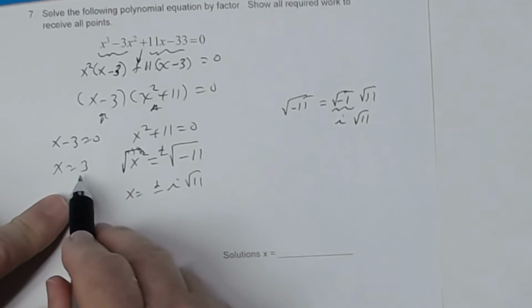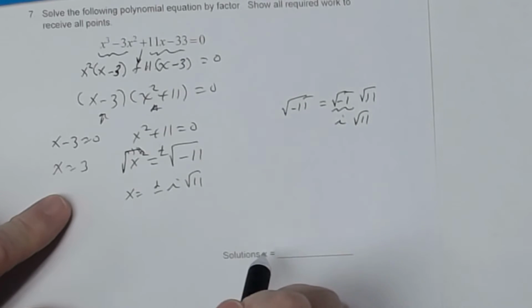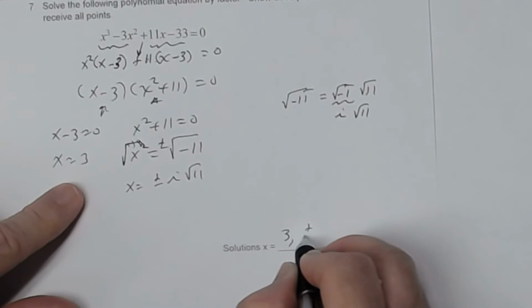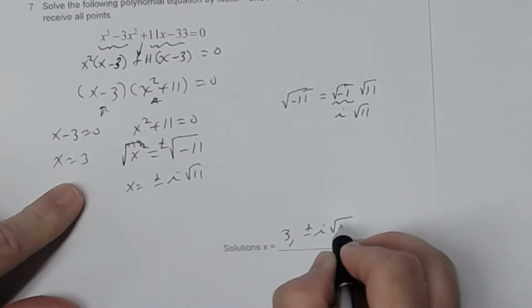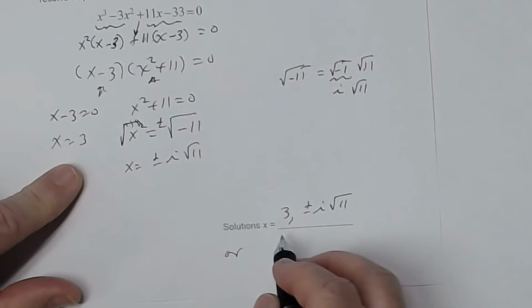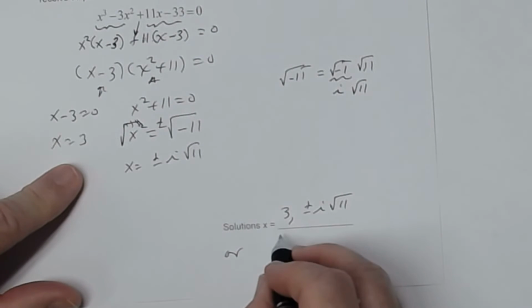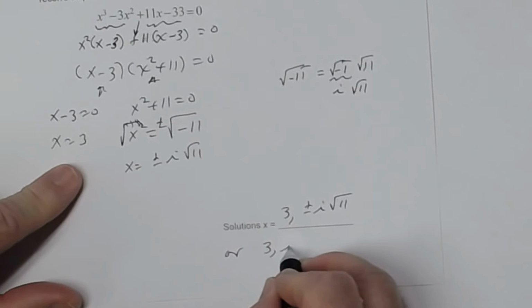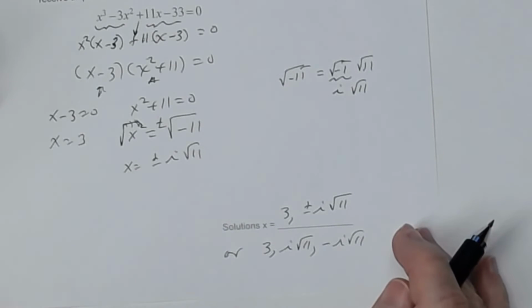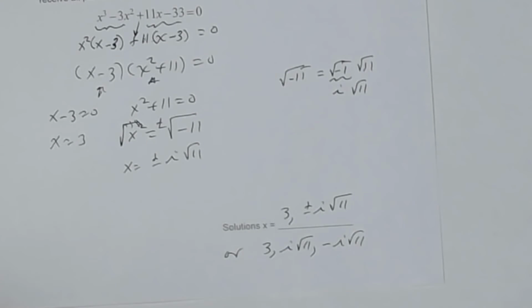And so you have 1 solution and then these other two solutions, so you have 3 solutions altogether. You get 3, and then you can say plus or minus i square root of 11. Or if you want to, you can write it as three separate solutions: 3, positive i square root of 11, negative i square root of 11. Alright, so that was number 7.